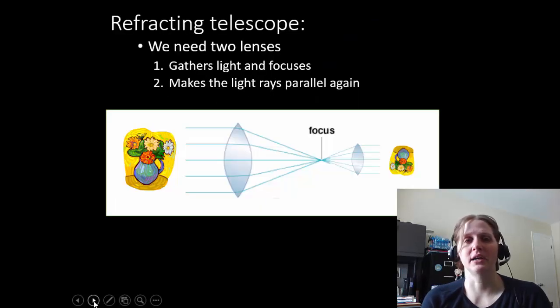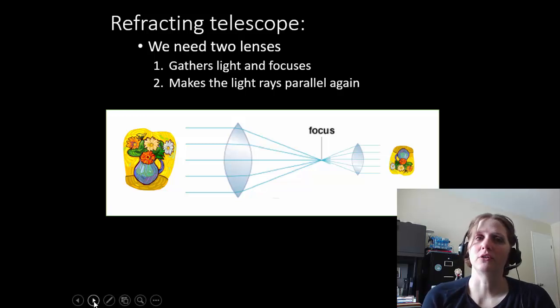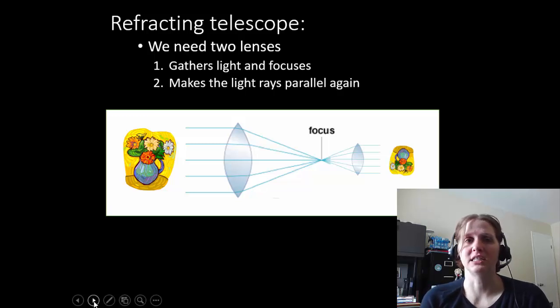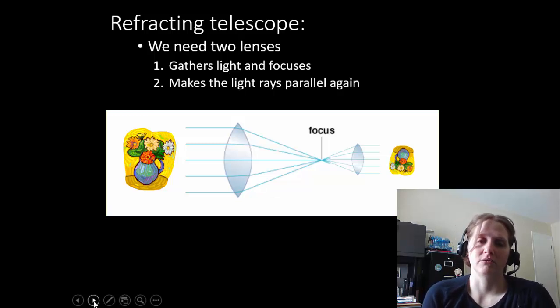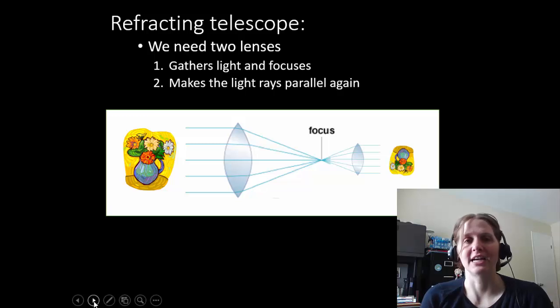There are two main types of telescopes. The historical type is called a refracting telescope, and we'll go through that one first. The refracting telescope uses glass lenses to refract light. Refract means to bend, so just think of your glasses.